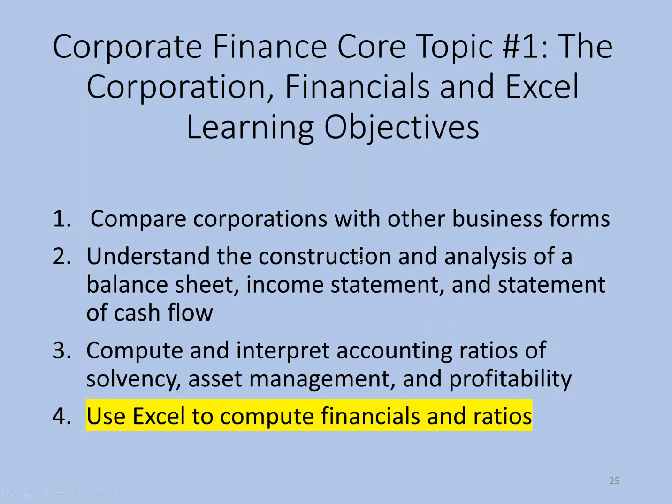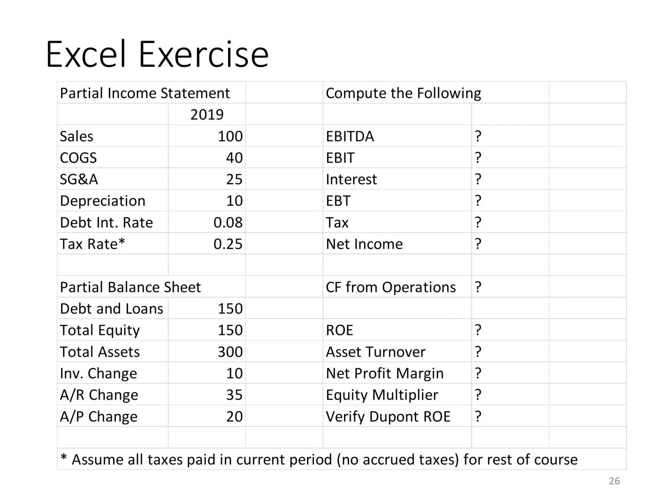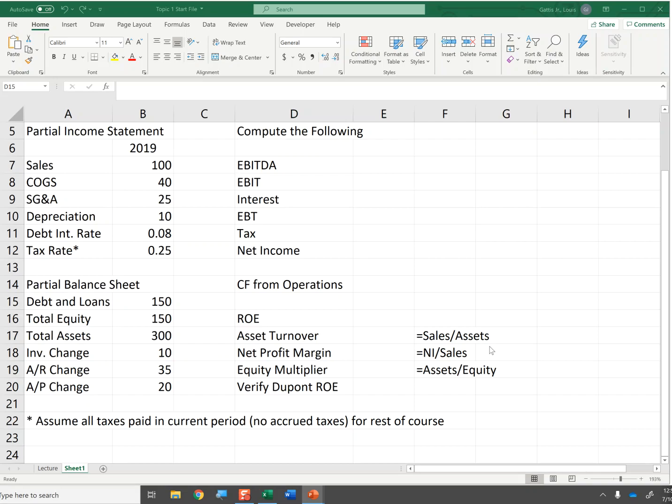Corporate Finance Core, Topic 1, Section 4. Use Excel to compute financials and ratios. So we're going to do a little exercise in Excel. I have a partial income statement, 2019, and a partial balance sheet, 2019, and we're going to compute the following items. So I'm going to jump to the Start Excel file.